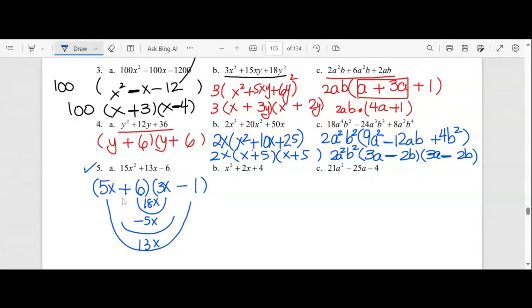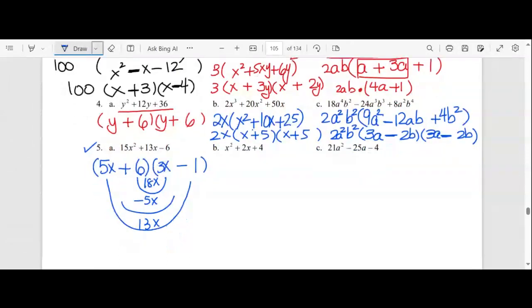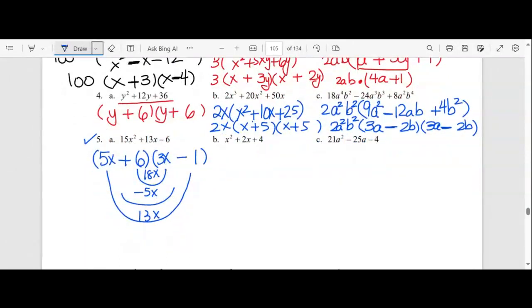Can you do the remaining 5 problems? You have 5 problems to do. Can you do them? Yes. Yalla, do them, and then I will ask each one of you to come to the board and solve.